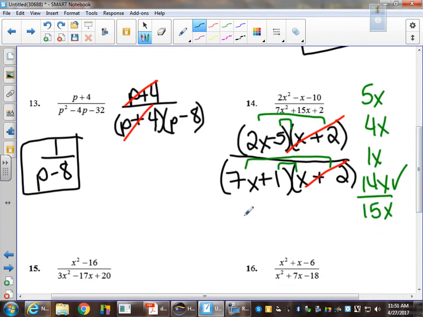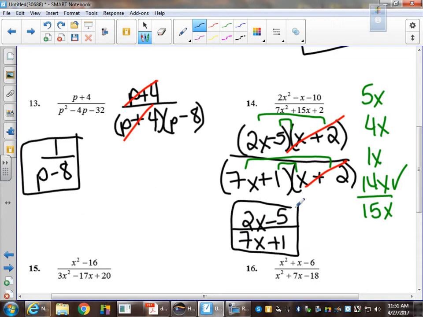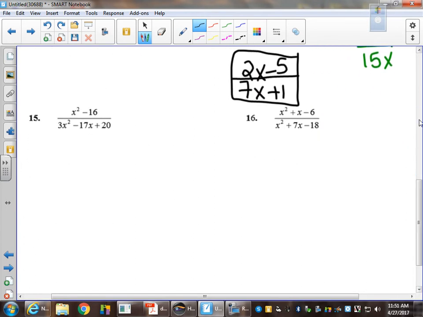And our solution is 2x minus 5 over 7x plus 1, and we're done. Number 15, we can factor the numerator, x plus 4, x minus 4. Be careful of these quadratic binomials. The two numbers that multiply to the c term have to be the same, and the two numbers that multiply to the a term have to be the same as well.